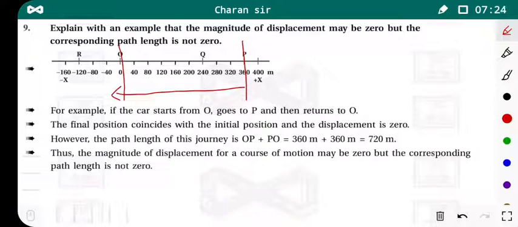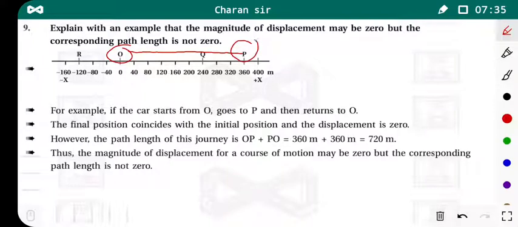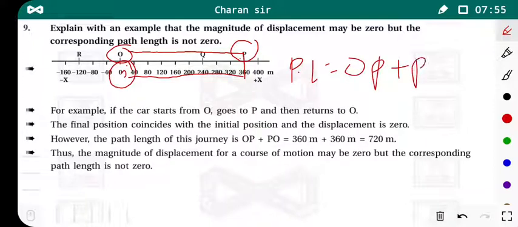Okay, our object starts its motion from point O, travels in this direction, reaches point P and then takes a turn back on the same path, travels in this direction and reaches point O. That means our object covers the total distance, that is our path length, O to P and then P to O.